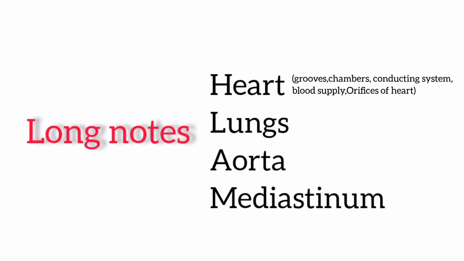Then is the lungs. From the lungs point of view, the diagram, the pleural surfaces, the roots of lung, the fissures, and the lobes and the bronchopulmonary segments, along with all the diagrams respectively, are important. With respect to aorta, the ascending aorta, the arch of aorta, and the descending aorta, along with the course, branches, and relations, are important, along with the diagram. In the mediastinum part, it's just like short notes, but try to write in a more elaborated way. It should look like long notes.